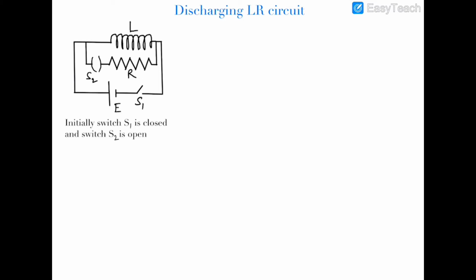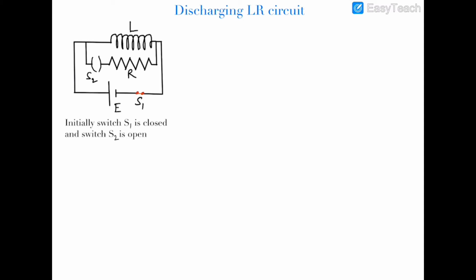I'm closing the switch, and switch S2 is open, which means that this circuit is operative and this is dead. So there is no role of this resistance in this circuit, but the inductor is being charged by this battery, and then I will open the switch S1 and will close the switch S2.